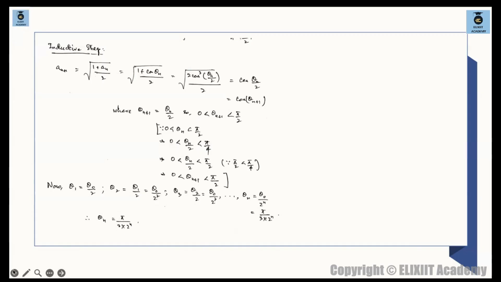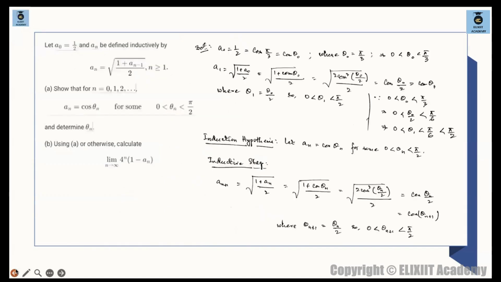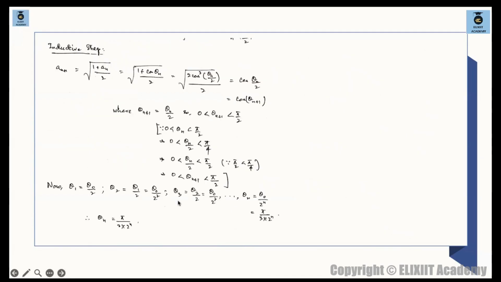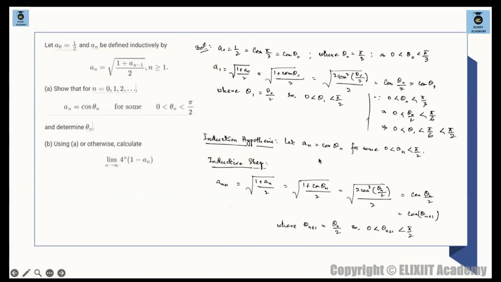See the pattern from here. First you have found out theta 0. Then you are finding a 1; for a 1 you are proving it is cos of theta 1. The main condition starts from here: theta 1 is theta 0 by 2, right? Similarly, in the next step you are deducing that a n plus 1 is cos of theta n plus 1, which means theta n plus 1 is theta n divided by 2. You are finding this recurrence.